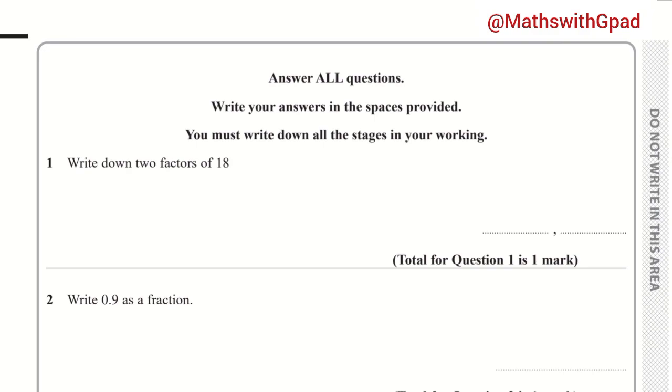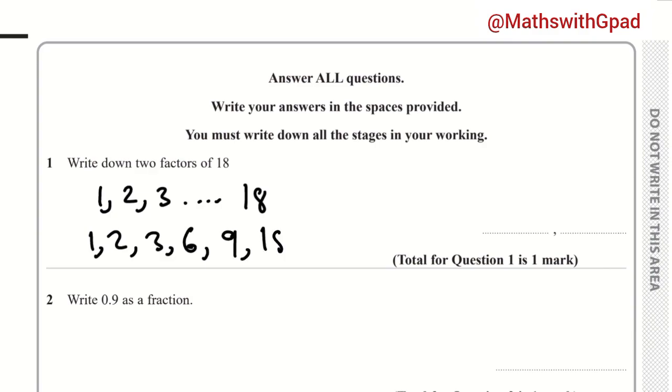Now when they say factors, they're talking about the numbers that can go into 18 without a remainder. So what are those numbers? We have 1, 2, 3, and so on up to 18. But since we're asked to just find 2 factors of 18, we should just pick 2 from here, okay? So 1, 2, let me just list everything. After 3, you have 6, then you have 9, you have 18. So if you are picking 2 factors from here, we can just pick 3 and 9. So these are the 2 factors of 18.